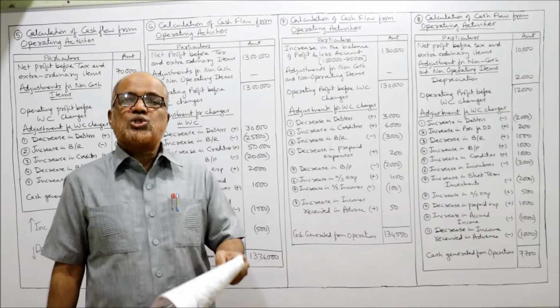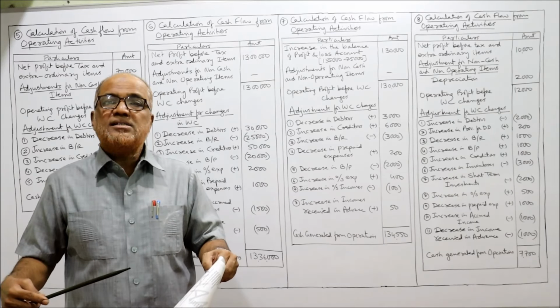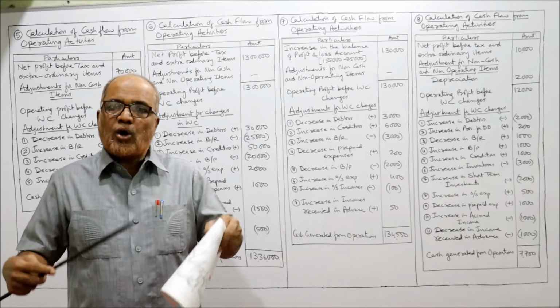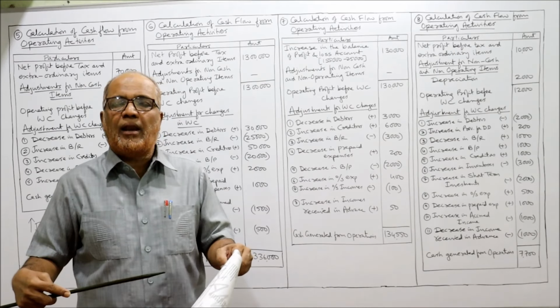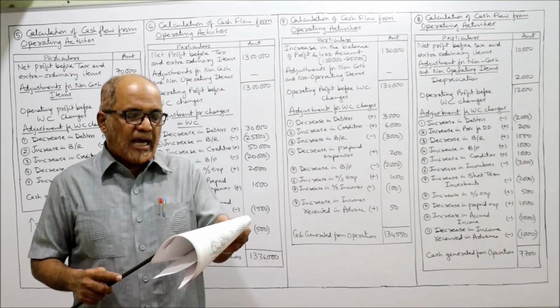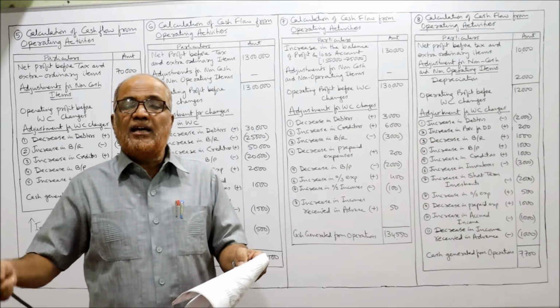Next one, outstanding income. It is an asset. It is accrued income. Outstanding income means accrued income, income receivable. It's a current asset. So last year 800, current year 900, an increase.